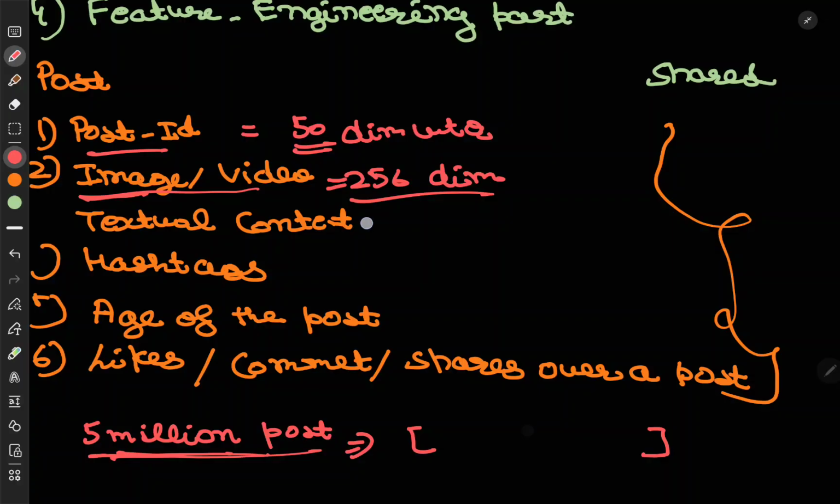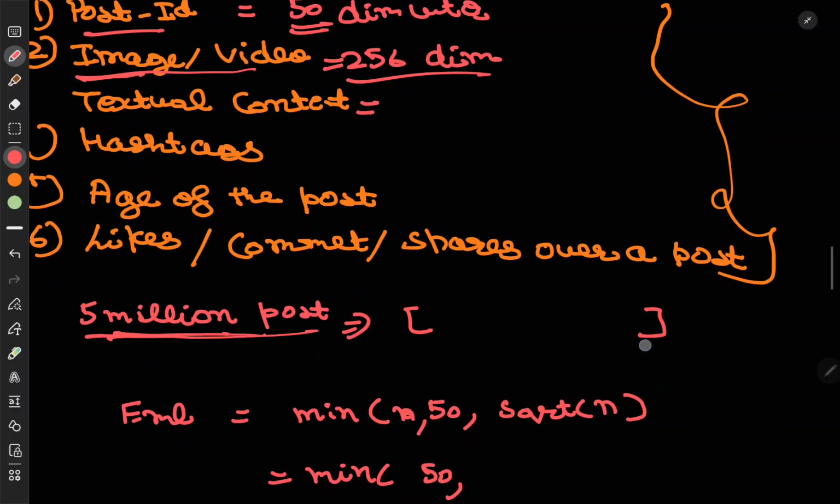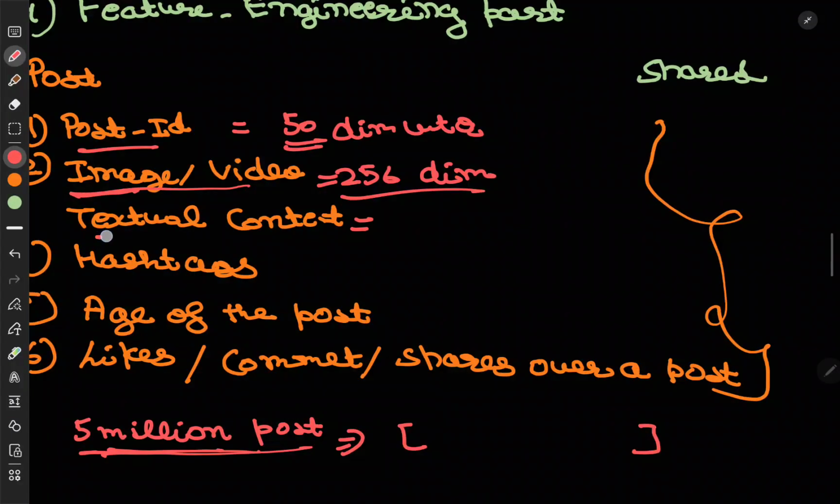Then comes textual content. So what does this textual content mean? For example, whatever caption we are writing, we need to cover the semantic meaning of what the user wants to write in the post, or what the user wants to explain in that post. For that as well, we can take a pre-trained model and convert it into a vector which covers the semantic meaning. So here for textual content also we can take a 256 dim vector.